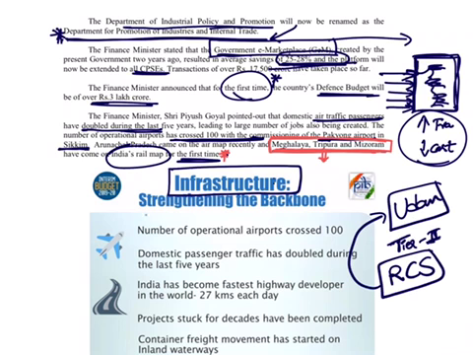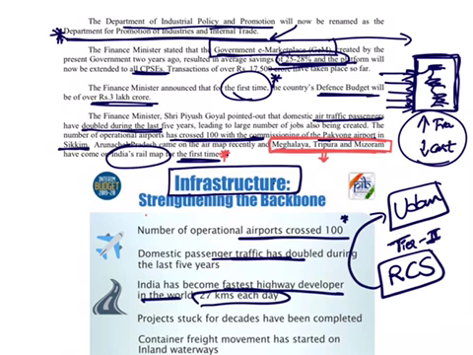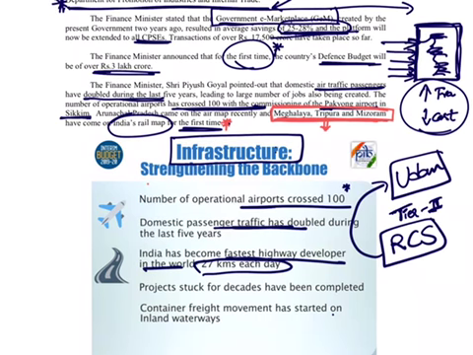Here, different facts related to infrastructure are mentioned. Operational airports crossed 100 in India. Domestic passenger traffic has doubled in the last 5 years. And India has become one of the fastest highway developers in the world. We are building 27 kilometers each day. And inland waterways. Inland means within the country waterways, we started container freight movement.